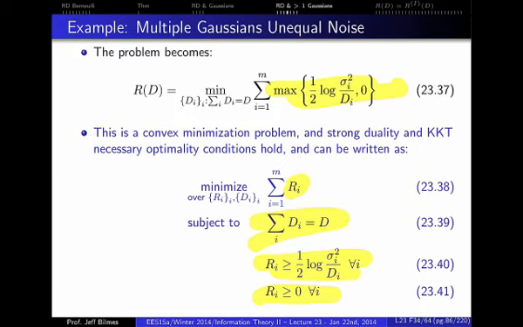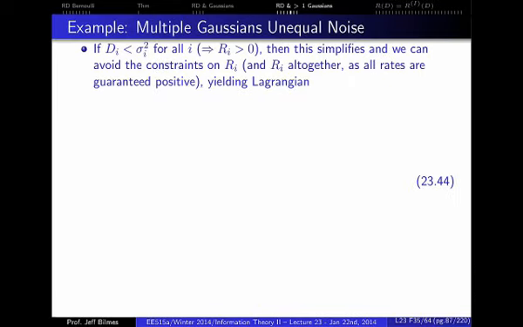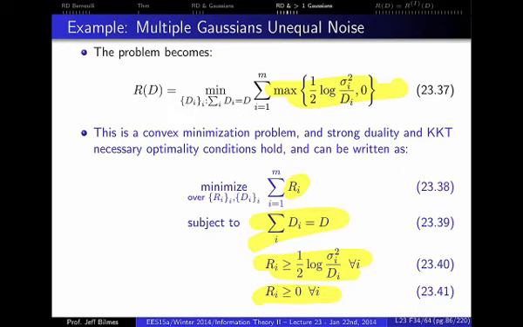It's not circuitous from a perspective of gaining an intuition as to how one actually solves it. Because if we say that the distortion D_i for source symbol i is less than sigma_i squared, then each one of these rates is going to be strictly greater than 0, right?